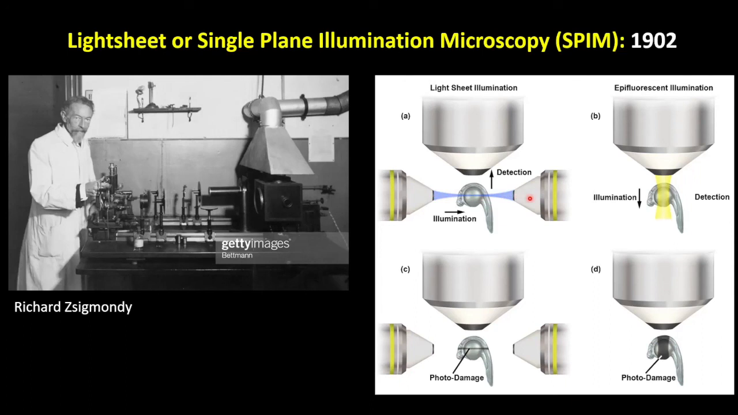For example, here, the red is the objective used as an illumination objective and illumination source. You can see this light will become like a sheet here, and usually it is a laser. And there's another detection objective which is 90 degrees perpendicular to the sheet of light. Therefore, you can only see the part of the sample illuminated by the sheet become fluorescent and in focus. Also, because the sheet of light is much more gentle compared with illuminating the entire sample, there is much less phototoxicity to the sample. That also means less photobleaching.